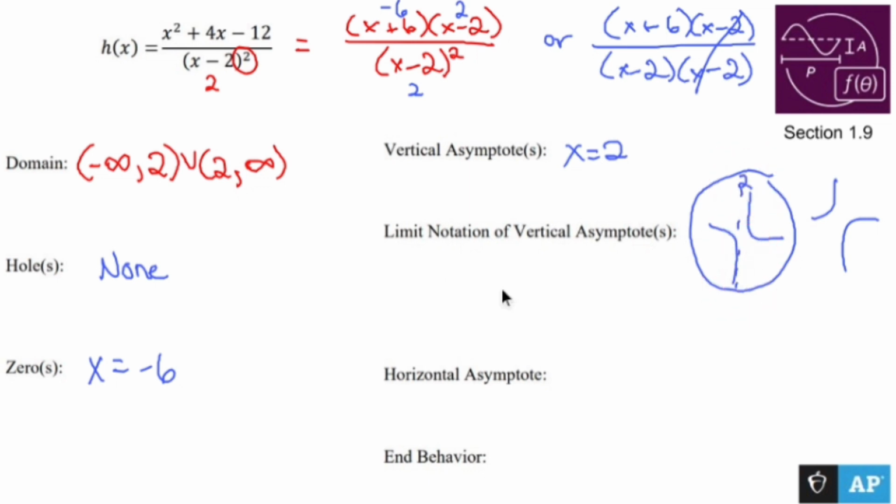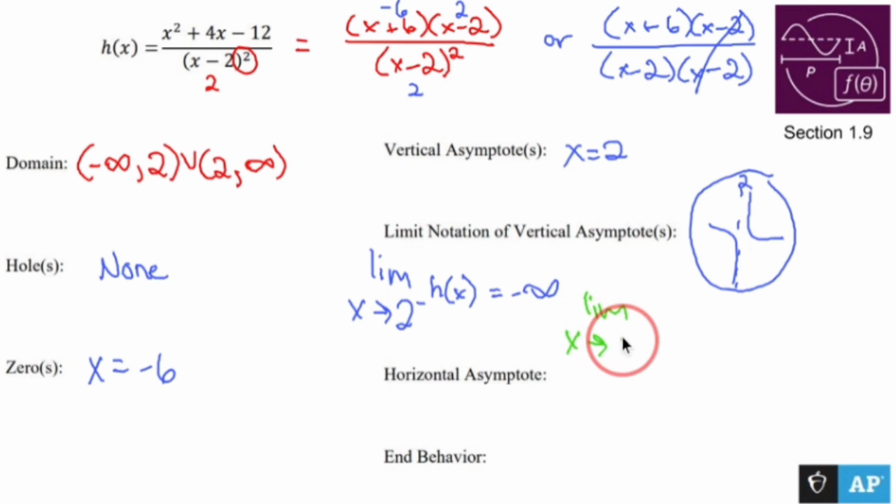is going to look like this. As I approach 2 from the left side, that's what that little minus sign means, of h of x, I am going downward. So my limit as I approach 2 from the left has me going down here, which means negative infinity. Okay, let me scooch this out of the way because I don't need it anymore. My limit as I approach 2 from the right side, which means I'm coming this way, is going to be positive infinity. So the limit of h of x equals positive infinity.